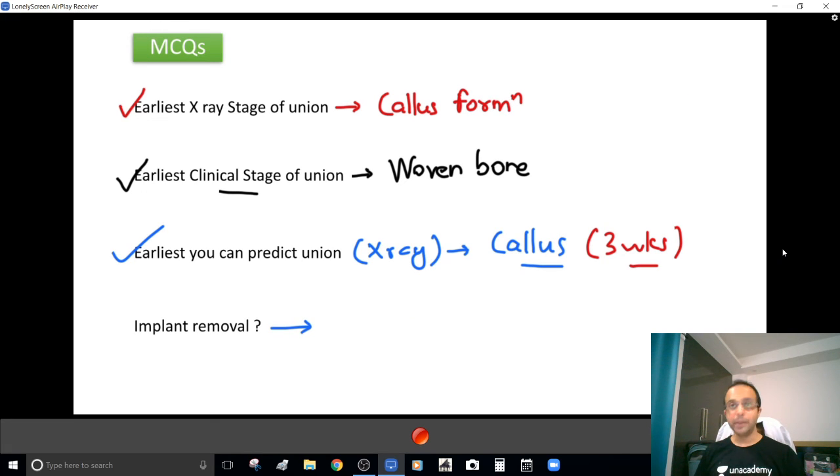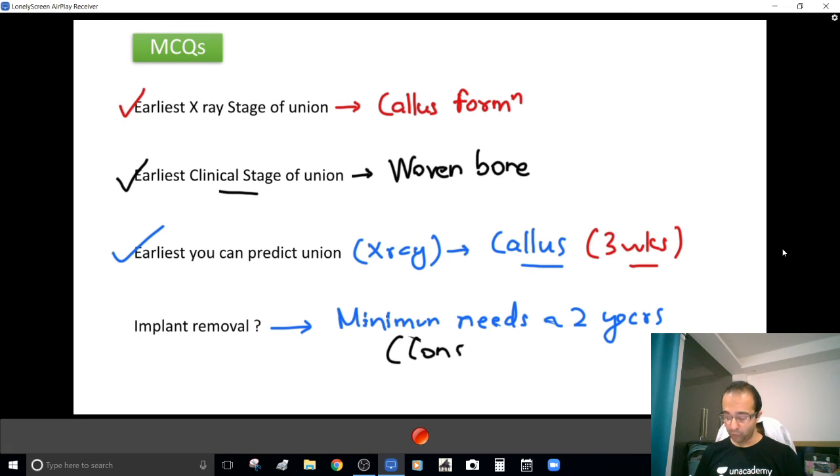So never remove an implant unless the bone is consolidated, the bone is rigid hard. So please write down: implant removal minimum needs around 2 years, because it needs the bone to consolidate, become woven bone, get deposition of calcium. That is the answer. And let me tell you, you should ideally not remove an implant, because even removing an implant can lead to infection, damage to a neurovascular structure, will lead to a complication. An implant can stay in the body of the patient lifelong because it's an inert material.